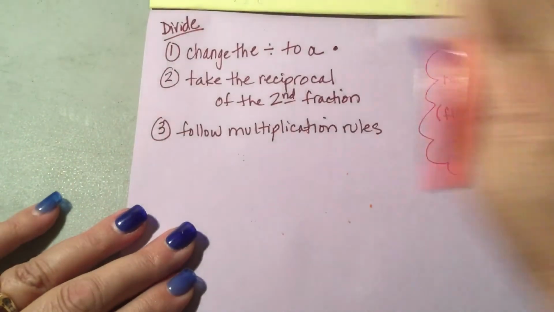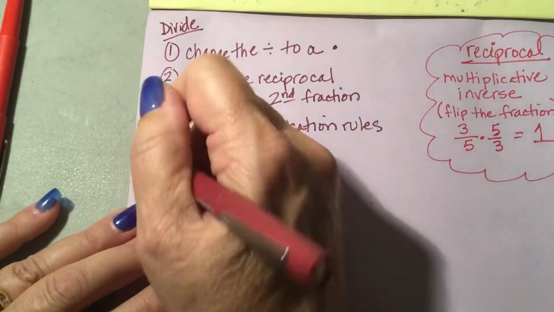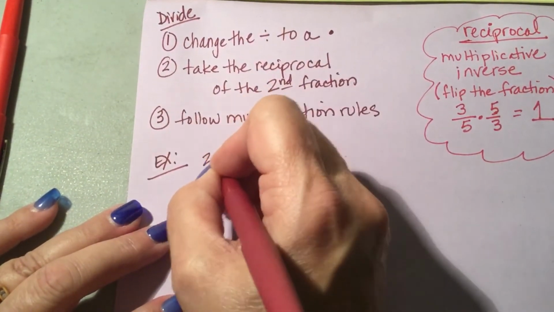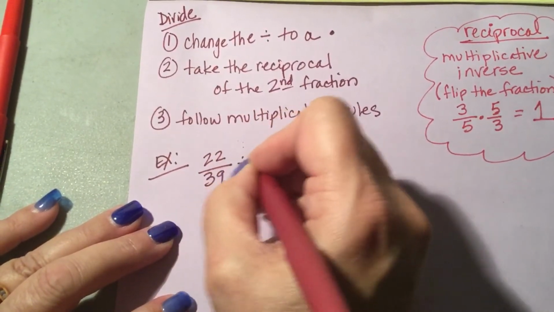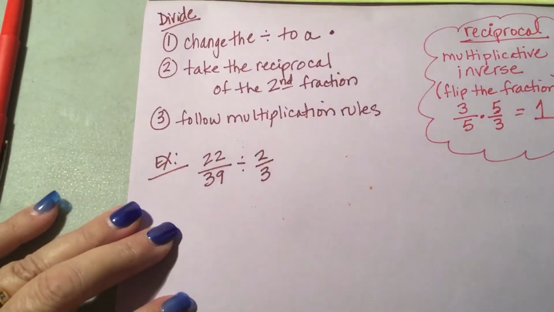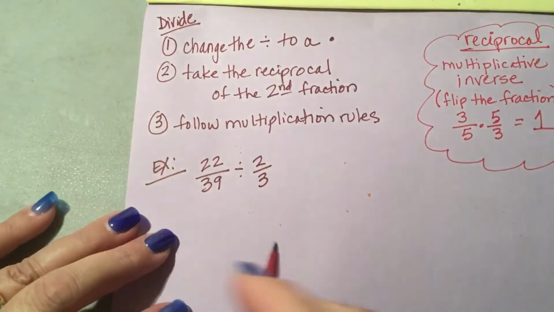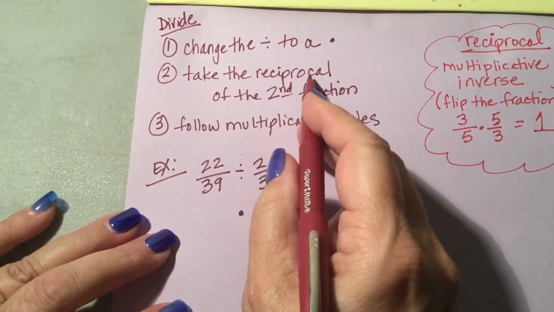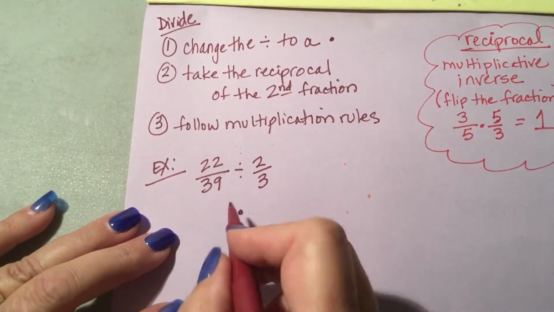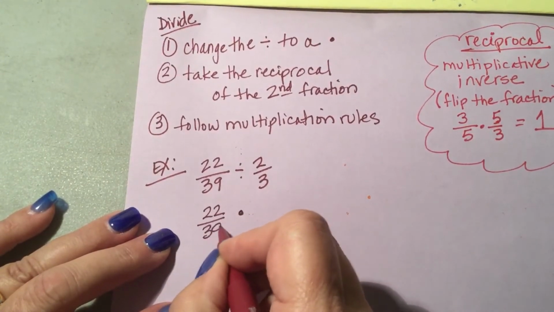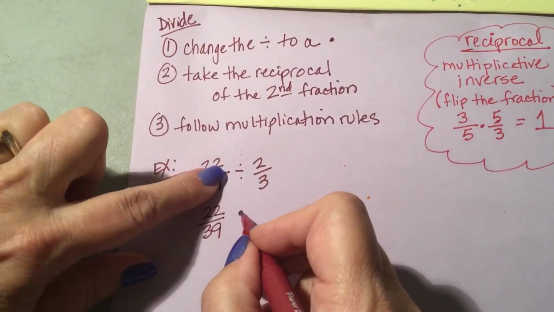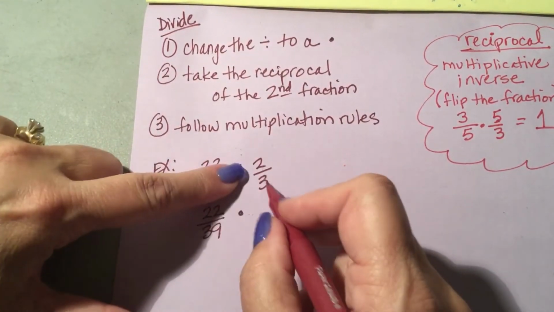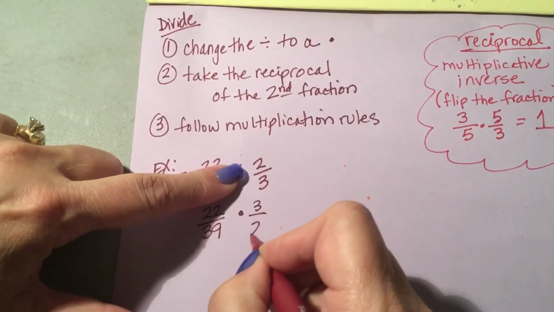Let's do one example over here. Okay, using everything that we know. So we're going to take 22 over 39, and we're going to divide it by 2/3. So let's follow our steps. Change the division sign to a multiplication sign. Take the reciprocal of the second fraction. That means this one's not changing. This one's always going to stay the same because we don't start to change things. So when we start to change this, that means everything afterwards changes. So division becomes multiplication. 2/3, I need the reciprocal, so that becomes 3/2.